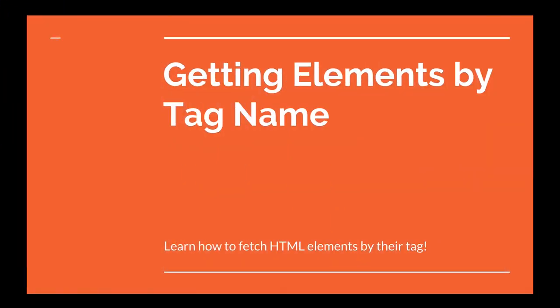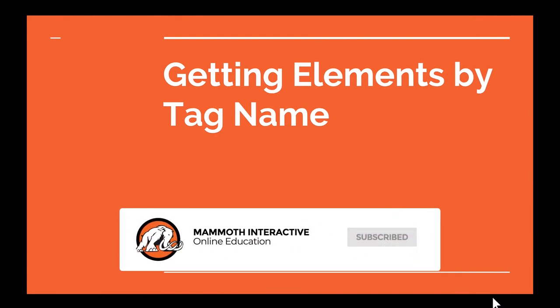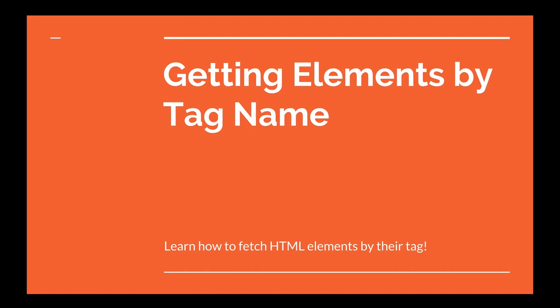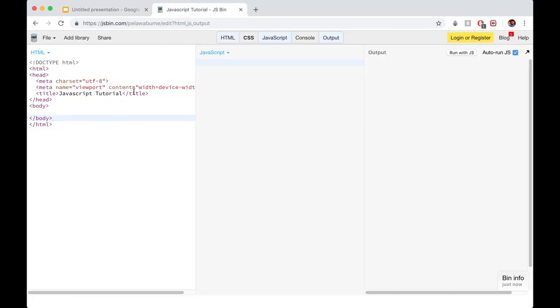Hello everyone, and welcome to our tutorial on getting elements by their tag name. Here we're going to learn how to fetch HTML elements by their tag name. This is very similar to the previous section, except instead of class name, we're going by tag name, or essentially what type of HTML element there is. There's some really cool tricks that we can do with this, so let's head on over to JSBin again.